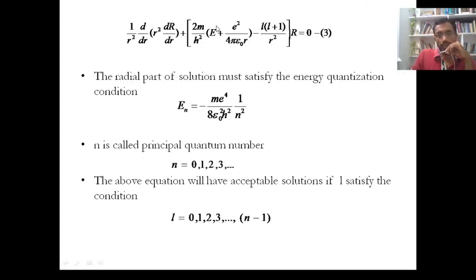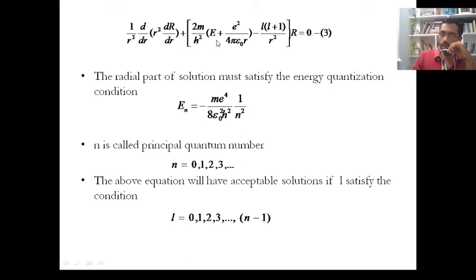From this equation we get two conditions. First condition is that one: this will have solutions only when the energy is equal to minus m e raised to 4 by 8 epsilon 0 square h square n square. Only when this energy E has this value will we get a physically acceptable solution. And if you look at this value, it is the same as that we get from Bohr atomic model, isn't it? It is the same energy that Bohr atomic model gave for the electron of the hydrogen atom.